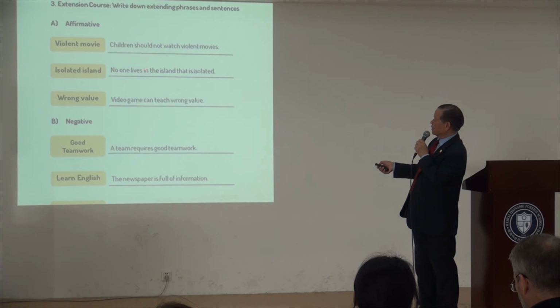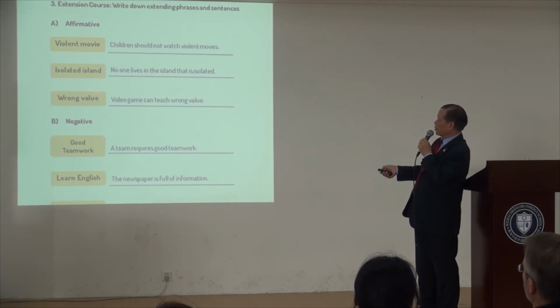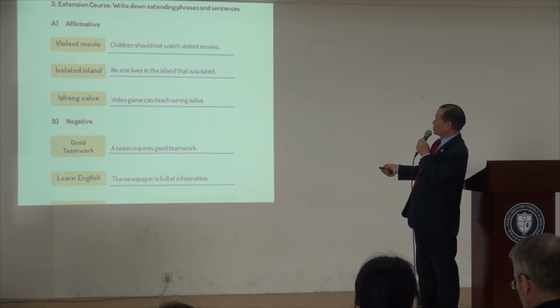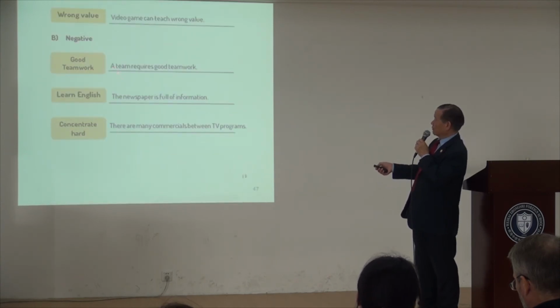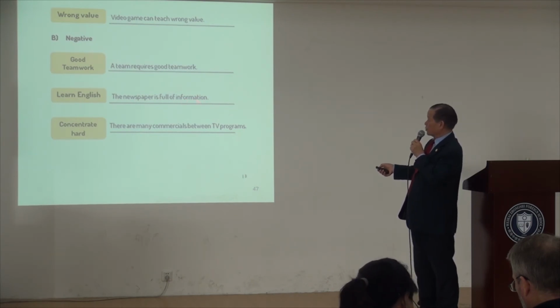No one lives in isolation, that means isolated. A wrong value like that. Video games can teach wrong values. If you have negative tips like that, good teamwork, learn English. Using these words, you can make a sentence like that. A team requires good teamwork. Learn English. The newspaper is full of information. No, this is wrong. We can learn English in this foreign international school. This is the wrong example.